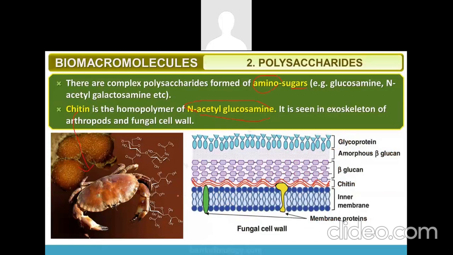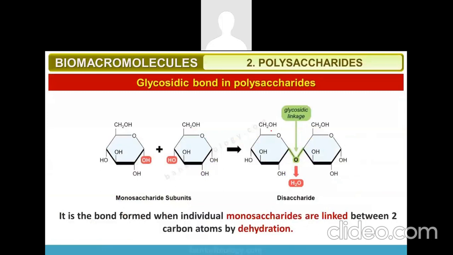And there are also complex polysaccharides that are formed of amino sugars. If you take chitin, it is a homopolymer of N-acetyl glucosamine. So they contain a sugar, and along with that, they also contain an amine group. This chitin can be found in the exoskeleton of arthropods, for example, the crabs, the prawns, the lobsters. Apart from that, it is also found in the fungal cell wall, and we always know that chitin is a significant salient feature found in the cell wall of fungi.